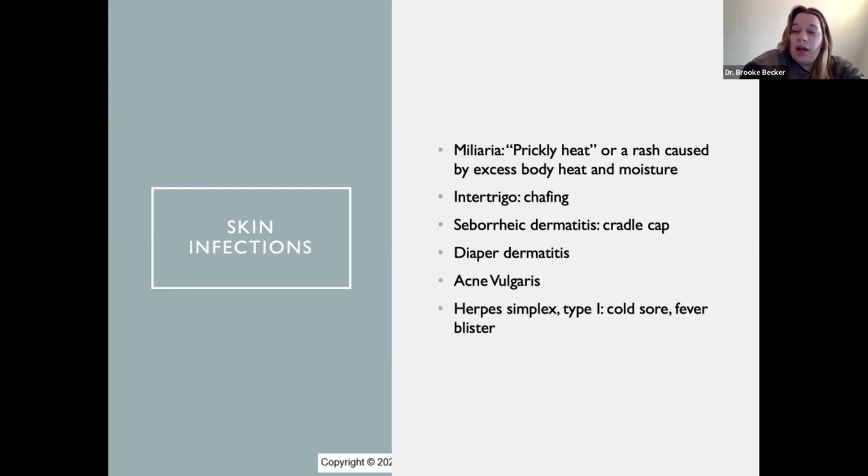Herpes simplex virus. So there's type 1 and type 2. Type 1 is typically the cold sore or fever blister type of herpes. Type 1 can become genital herpes as well. But type 2 is the classic genital herpes lesions. Cold sore wise, fever blister wise, there's not really a whole lot that you can do.